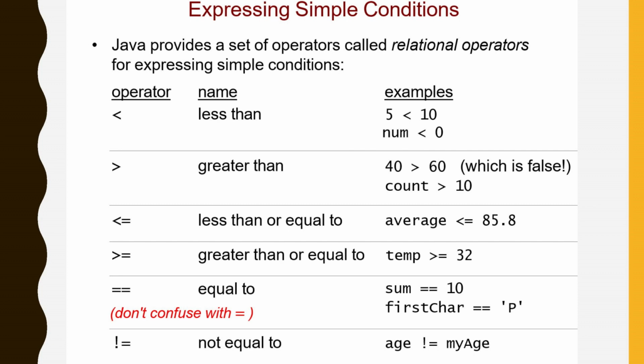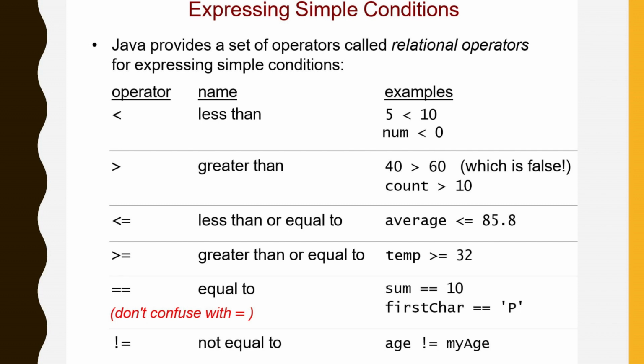Java has also provided a set of operators called relational operators to express these simple conditions. The first is the less than sign. This one is very easy to understand. 5 is less than 10, and if we need a condition that the variable called number is less than 10, we just type number, then the less than sign, and then 10. It is pretty much the same for the greater than sign.